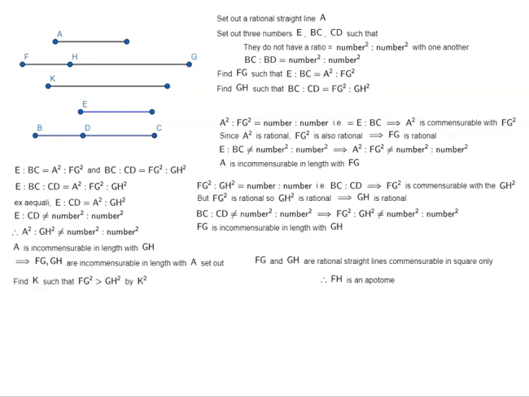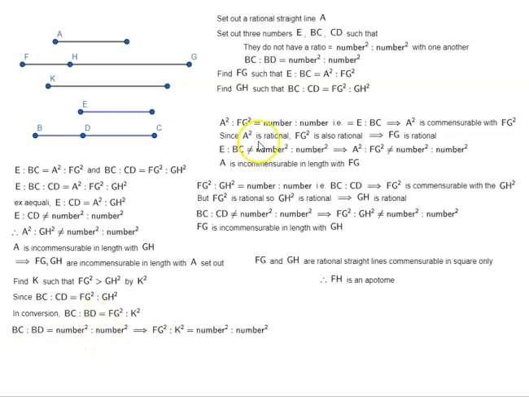We find K such that FG square is greater than GH square by K square. And since BC is to CD is equal to FG square is to GH square, in conversion, BC is to BD is equal to FG square is to K square. BC is to BD is equal to number square is to number square, which implies FG square is to K square is equal to number square is to number square. So which means FG is commensurable in length with K.